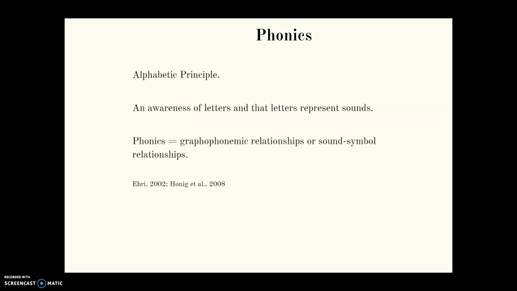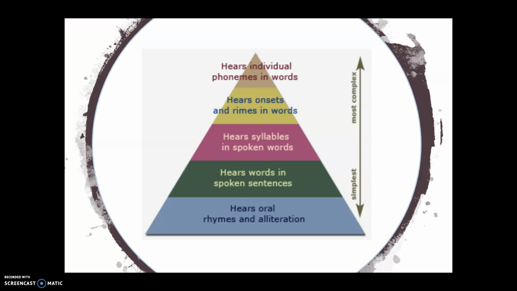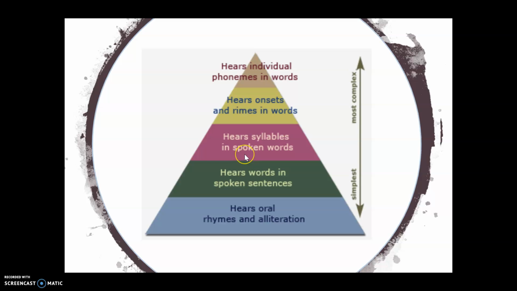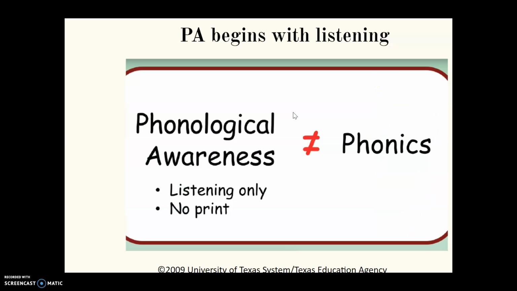Which brings us to the alphabetic principle. As you progress, the students will learn how to connect the letters to the sounds that they are hearing. And so, as you can see on this slide here, first you hear the words, and then you will actually associate the sounds with the letters, and then you hear the words in spoken sentences. You will hear syllables in spoken words, and the students will learn to hear onsets and rimes in words, and then you will hear individual phonemes in words. So this is how we go from the simplest to the most complex structure for students.